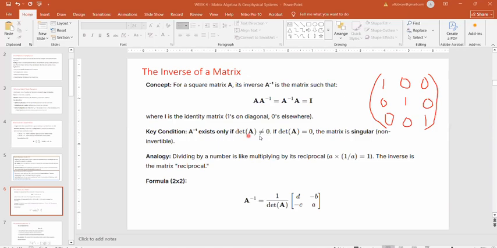So the inverse exists only if the determinant is not equal to 0, like we discussed earlier. If the determinant equals 0, the matrix is singular, non-invertible. This implies that dividing by a number is like multiplying by its reciprocal. The inverse is the matrix reciprocal, just like we know 1 over something is the reciprocal of it. For example, for a 2 by 2, the inverse can be equated to 1 divided by the determinant times this.